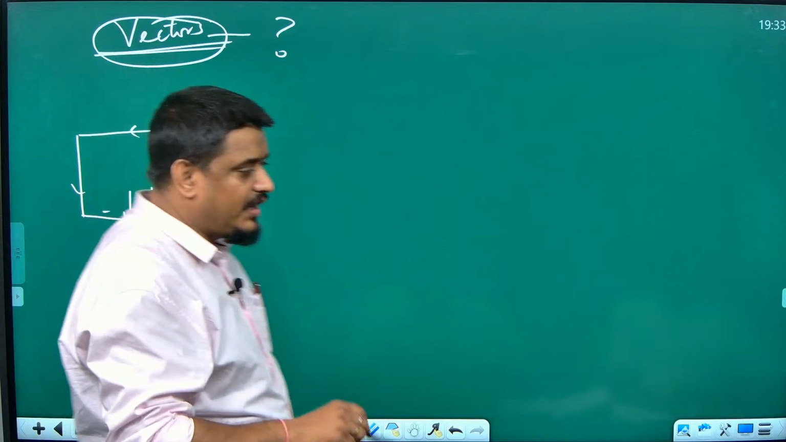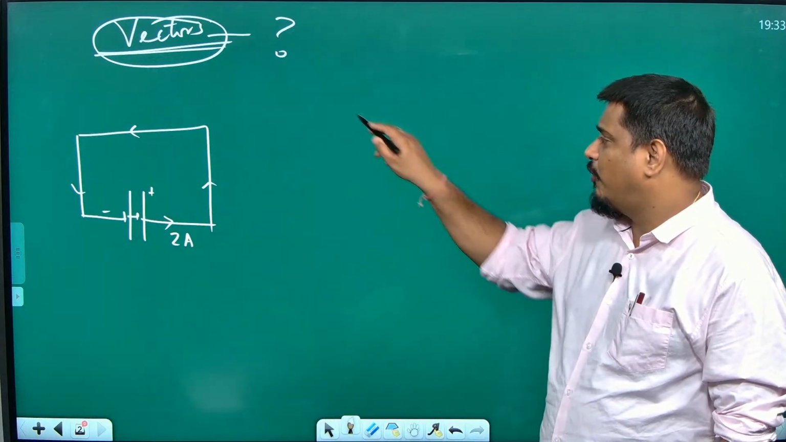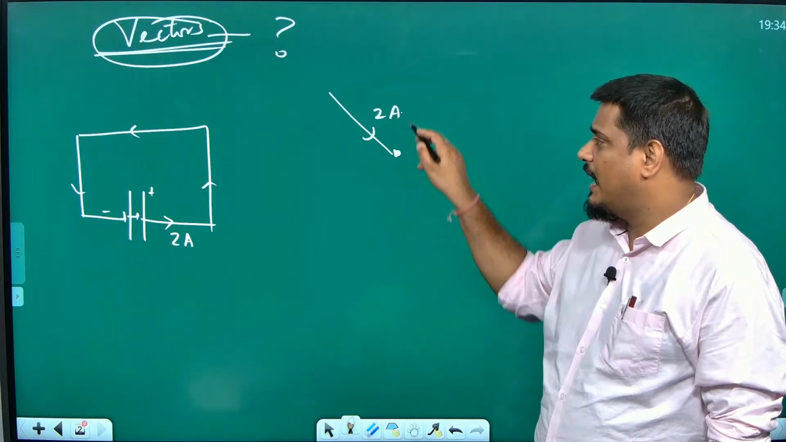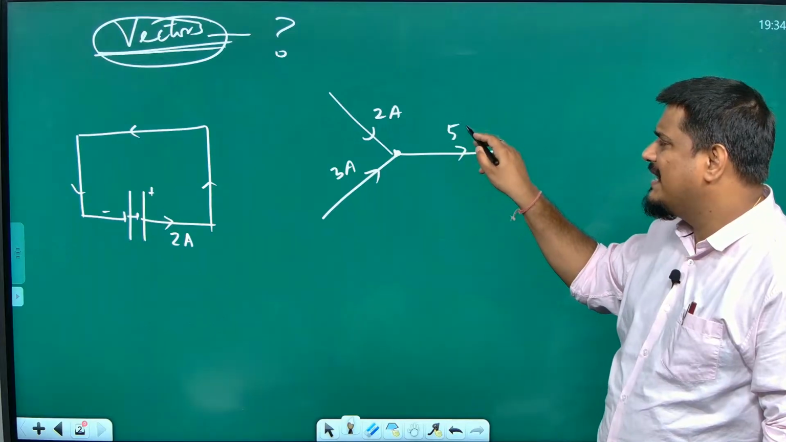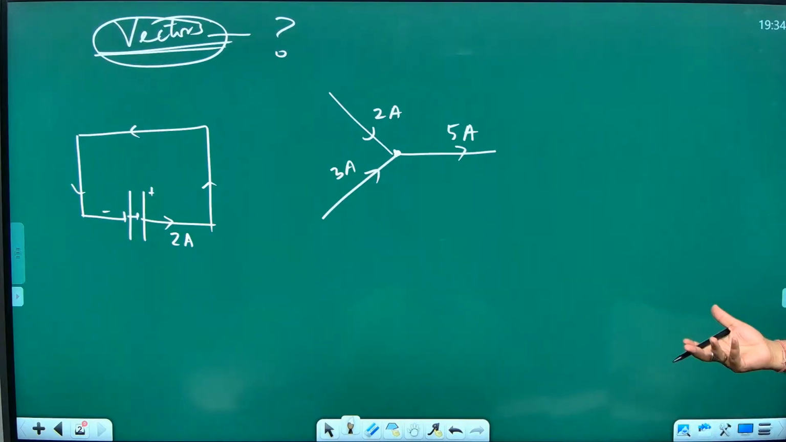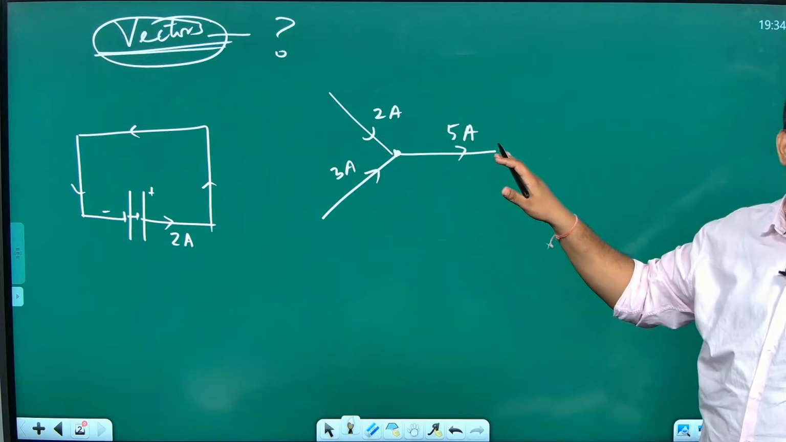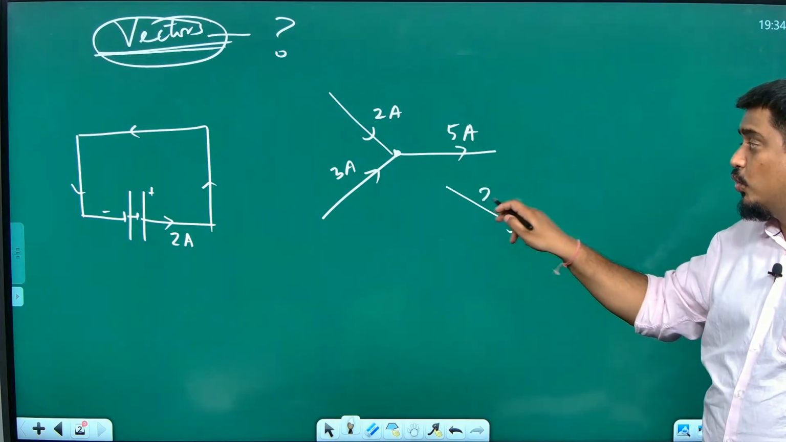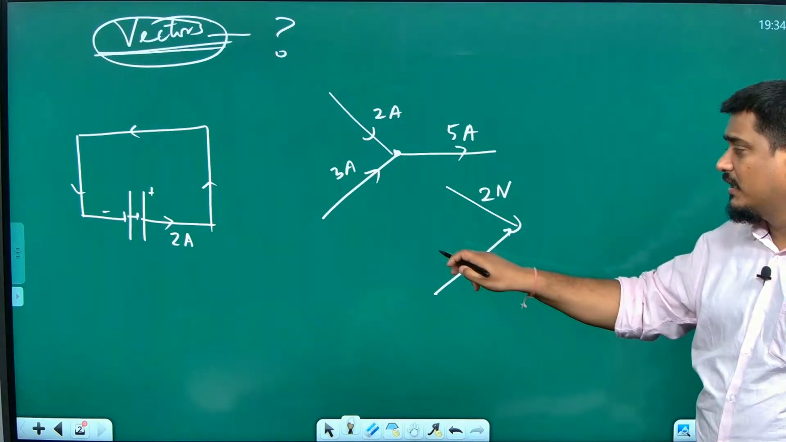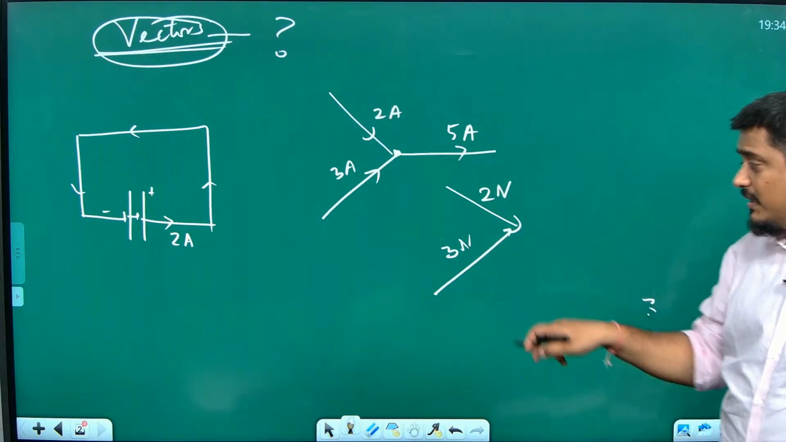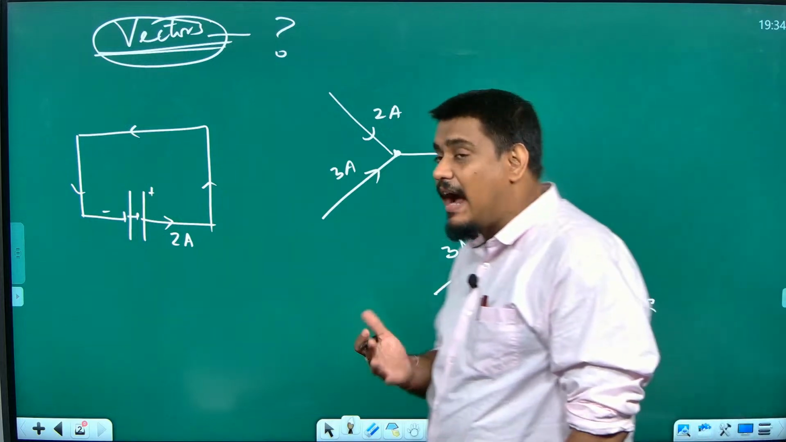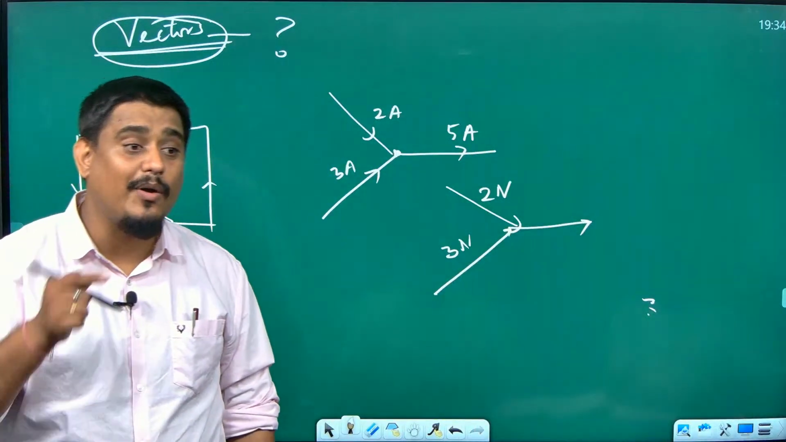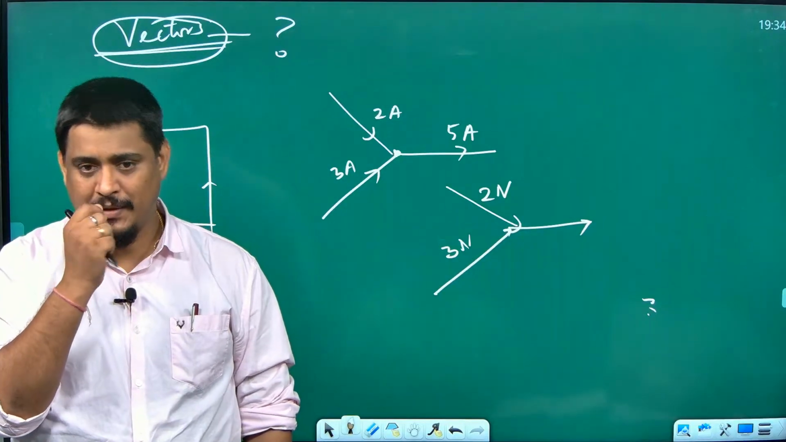It means, suppose you have a point and from this side 2 ampere current is coming and from this side 3 ampere current is coming, then how much current will go in this direction? We can easily say 5 ampere. That's how current behaves. Current is algebraically added. But imagine if I am having 2 Newton force on this side and 3 Newton force on that side. Do you think that the net force will be 5 Newton here? No. Because force is a vector quantity, we cannot add them algebraically. Then how can we add them? Today you will learn that. I hope you get my point.